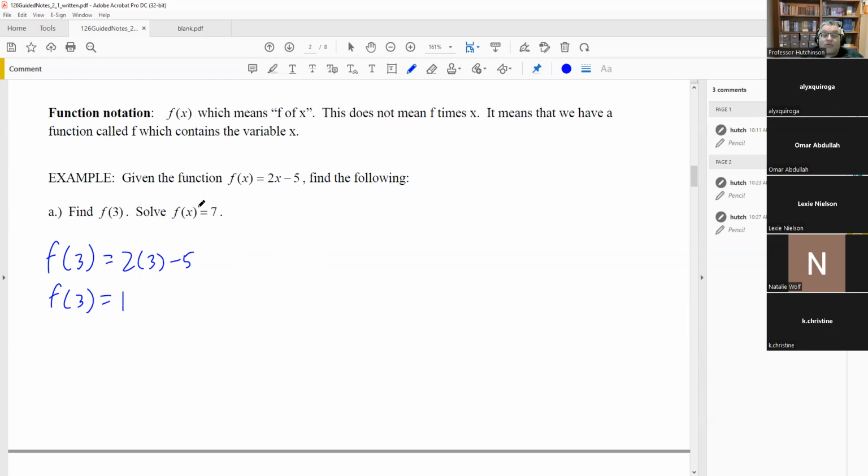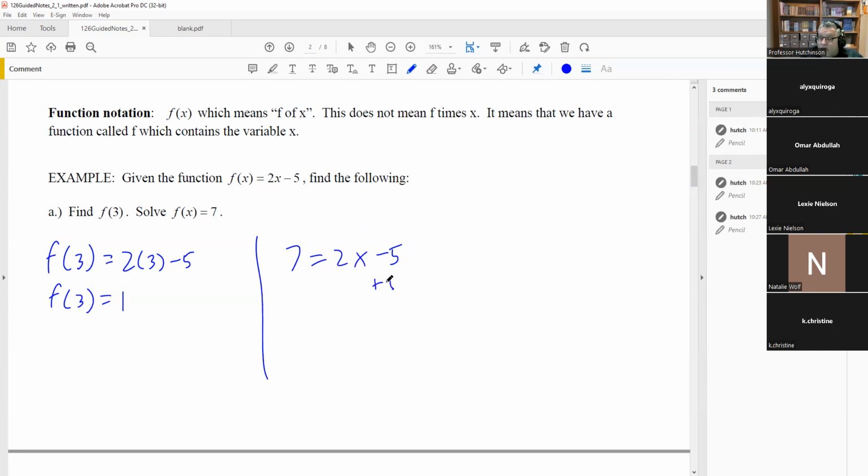Now the other one is a little bit different because now we don't have a number inside the parentheses, so we do have to keep this as an x. But what this is saying is that you want to replace the entire f of x with a 7. That means this is what it will look like. Originally I had f of x. I removed that and put a 7 in there. So this is kind of like a separate problem we're doing here, this second part. So put a 7 in for f of x, and then we want to solve for x. So we'll get an answer for x as a result here.